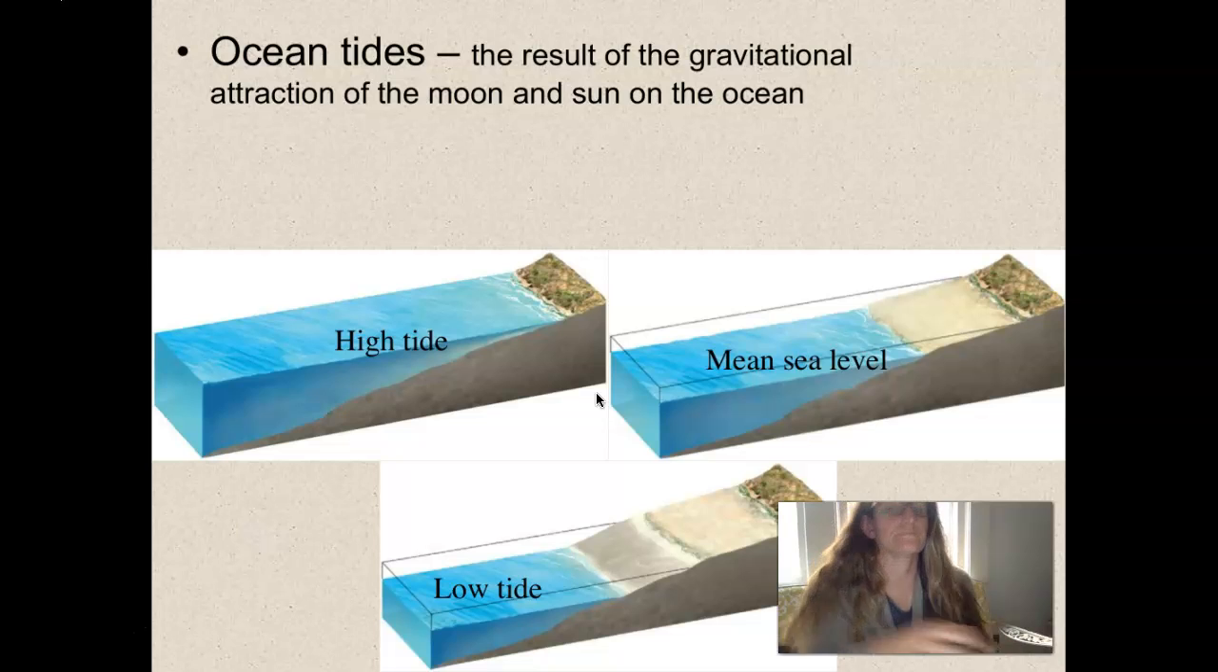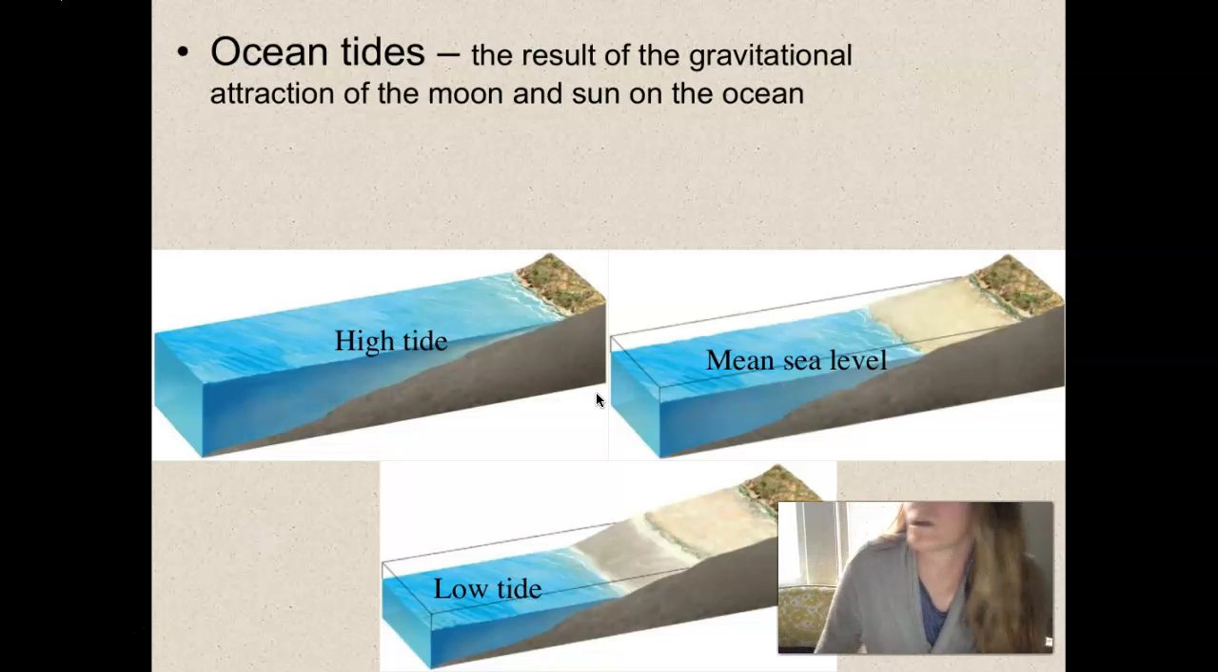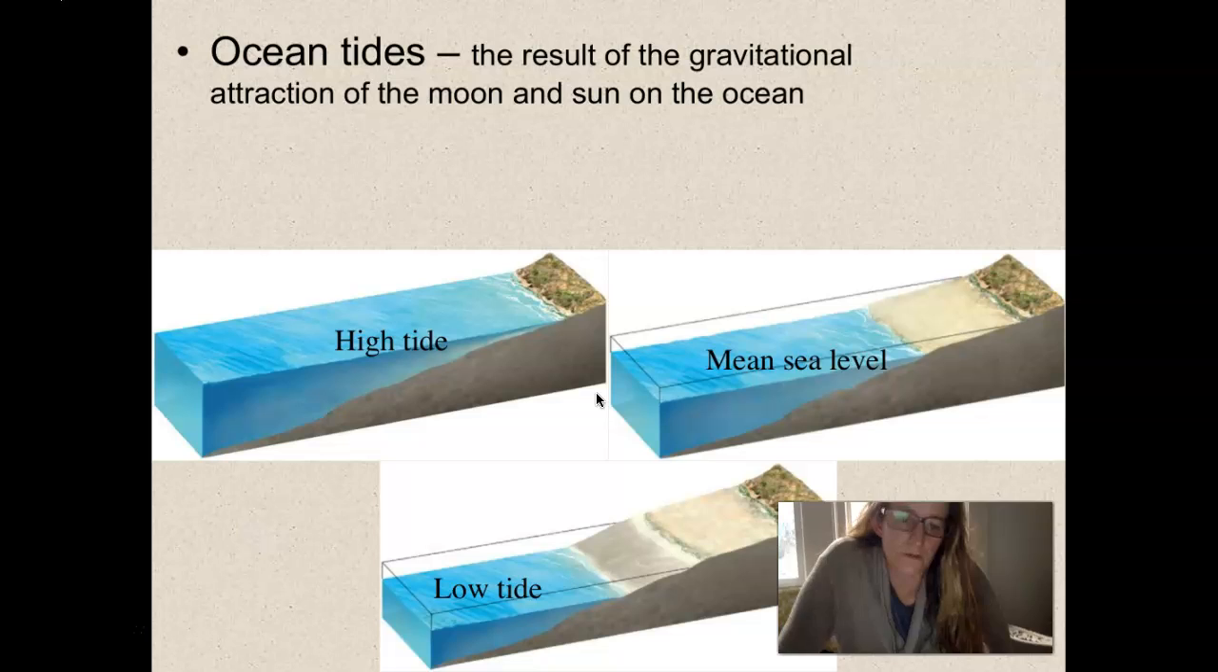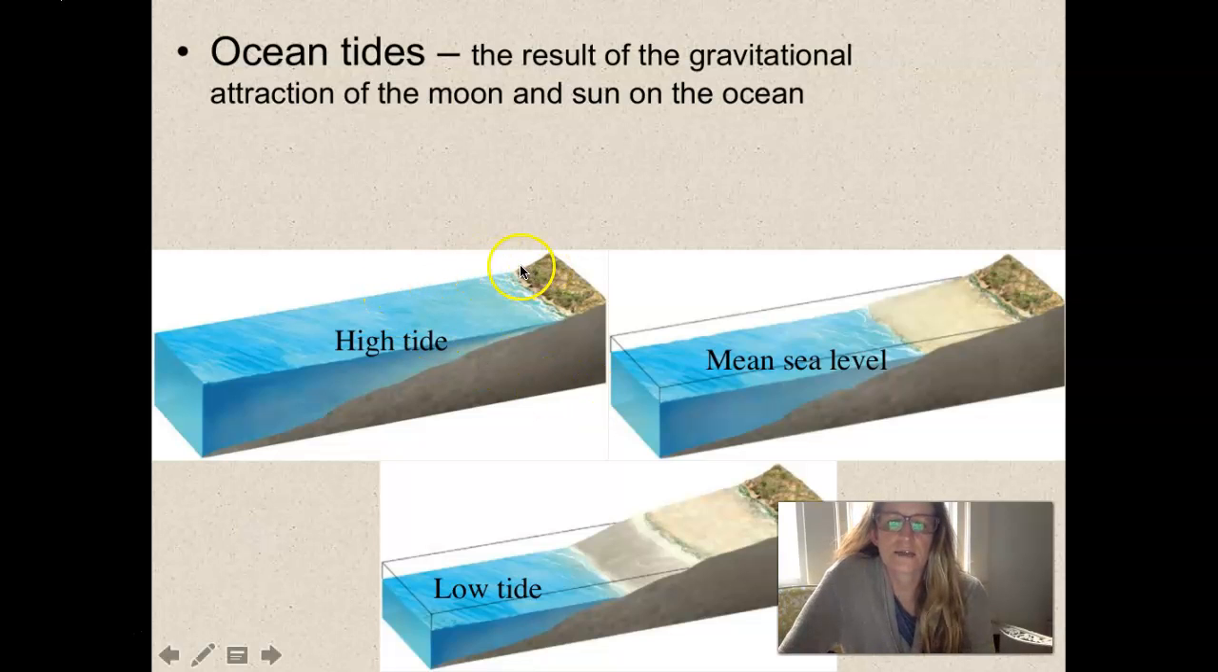Tides. These are the result of the gravitational pull between the moon and the sun. Because the moon is closer to the earth, there's more influence from the moon than there is from the sun. But sometimes the moon and the sun team up and they give us high tides and low tides. So this is high tide, the high tide line. Mean sea level is between high and low tide, and then low tide is the low tide.